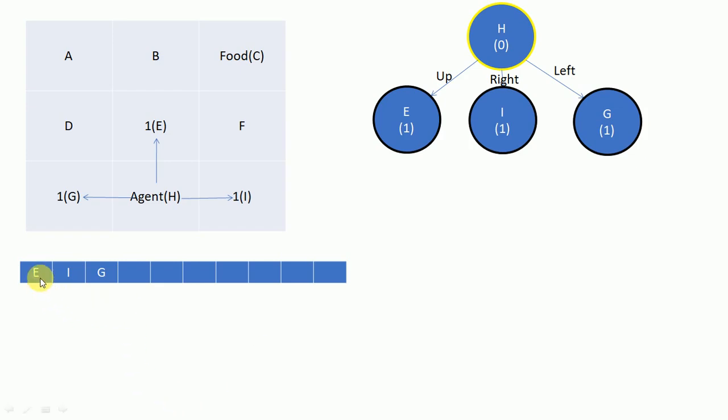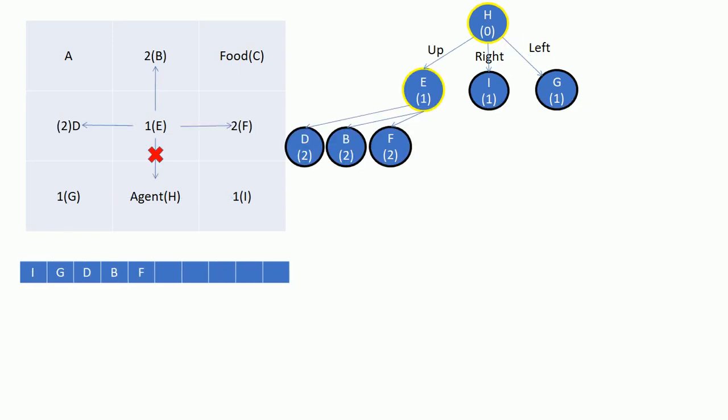The first element in the queue is E. We remove E from the queue and add all the neighbors of E. In this case, we have D, B, F and H as the neighbors of E. If we take left, we go to D. If we go up, we go to B. If we go to the right, we reach F. And if we go down, we reach H. But H has already been visited, so we'll not be adding any node that has already been visited. So in this case, we add D, B and F. So D, B and F have been added.